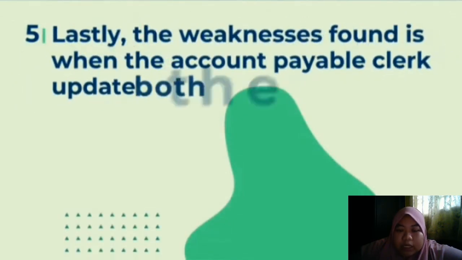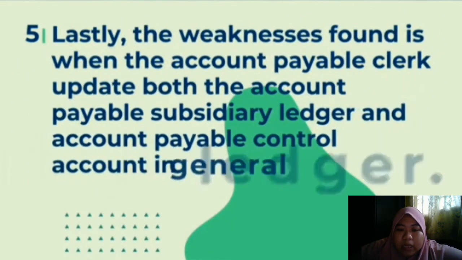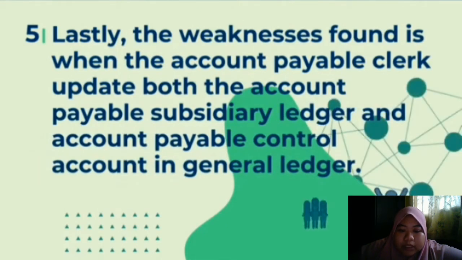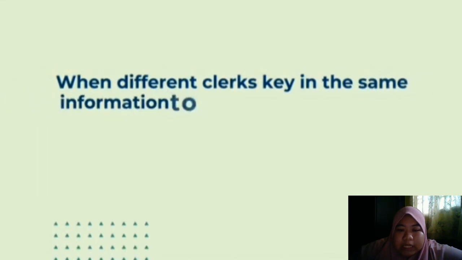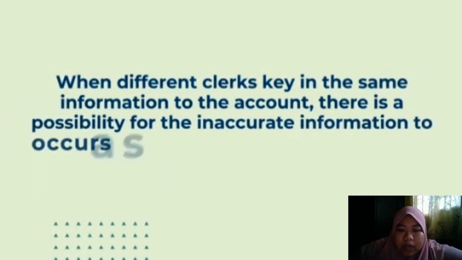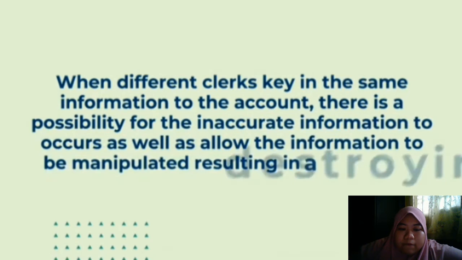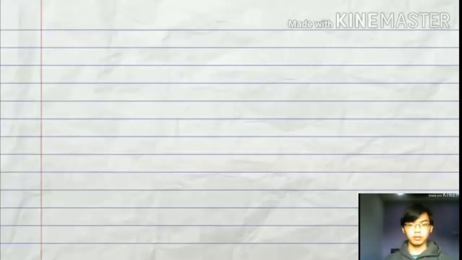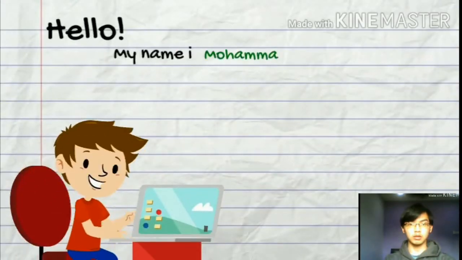Lastly, the weakness found in Roda-roda Enterprise is when the account payable clerk updates both the account payable subsidiary ledger and the account payable control account in the general ledger. When the same clerk keys the same information into both accounts, there is a possibility for inaccurate information to occur, as well as allowing the information to be manipulated, resulting in a destroyed audit trail, and fraud or theft may occur.